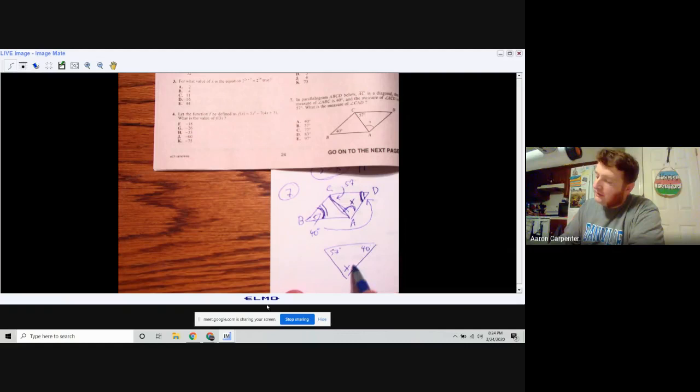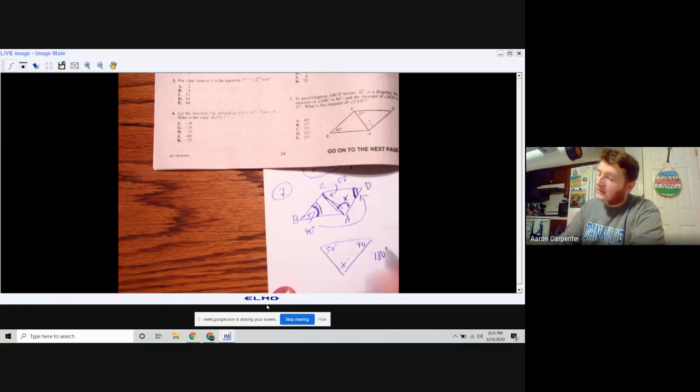Well, you're supposed to know that a triangle always adds up to 180 degrees. And these two together would be 97. So if we just subtract that off from 180, I would cheat. 180 minus 90 is 90. 90 subtract the 7 is going to be 83. And 83 is choice D on this question.